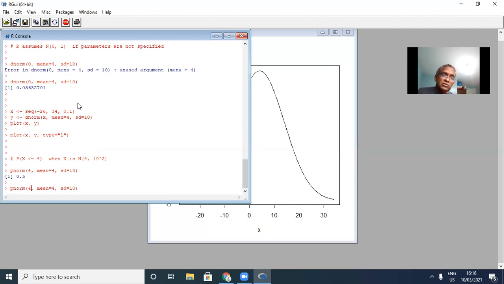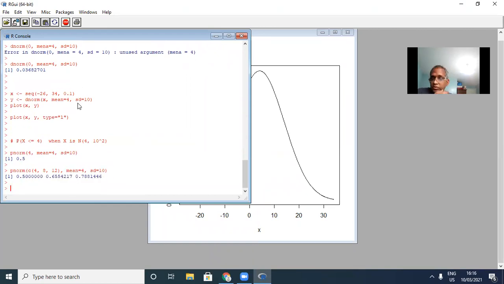Now you can also use multiple arguments for the first argument. So if you say 4, 8, 12, you get 3 different numbers. The first number here is the probability that x is less than or equal to 4. And this is the probability that x is less than or equal to 8. And this is the probability that x is less than or equal to 12, right? When x is normal with parameters 4 and 10 squared.